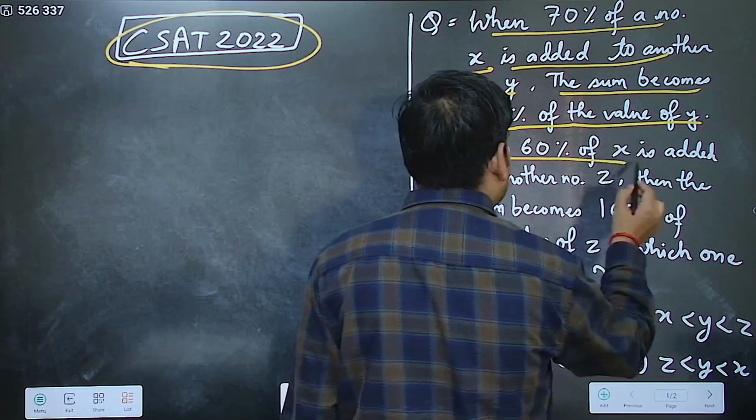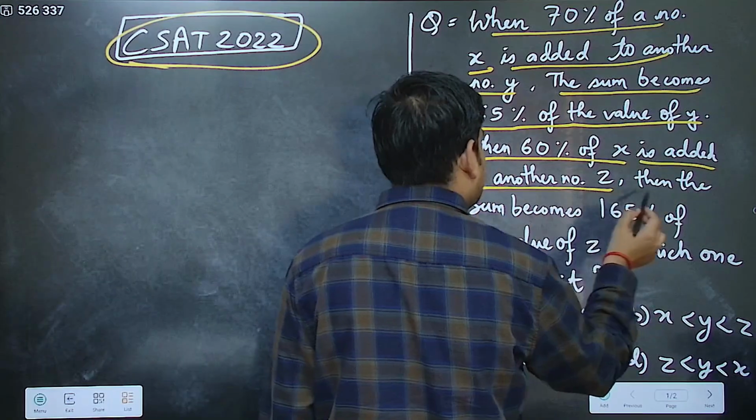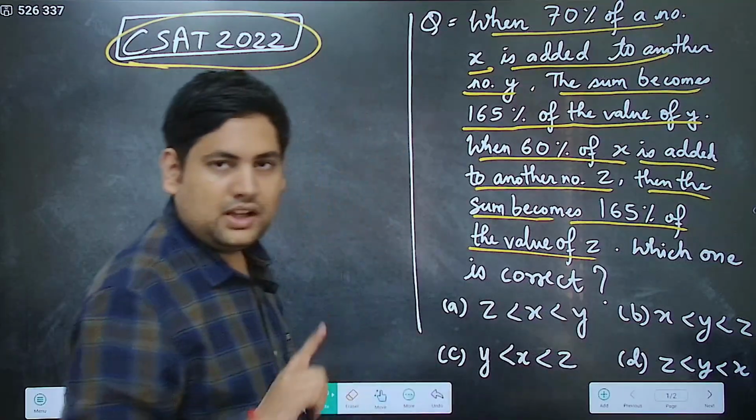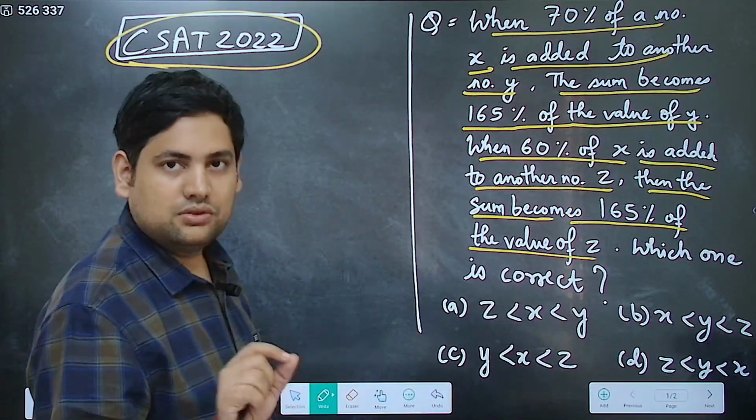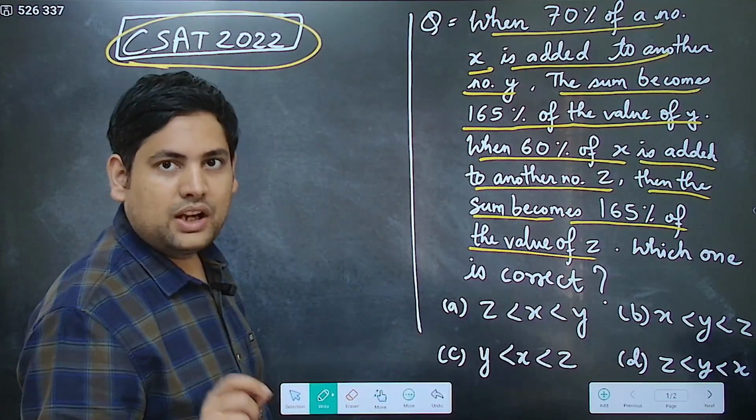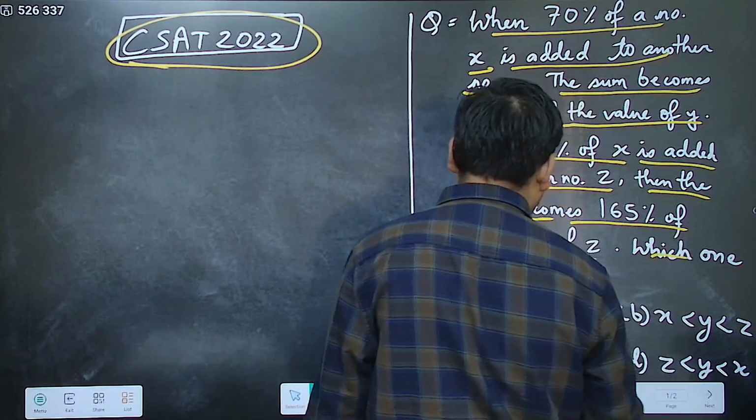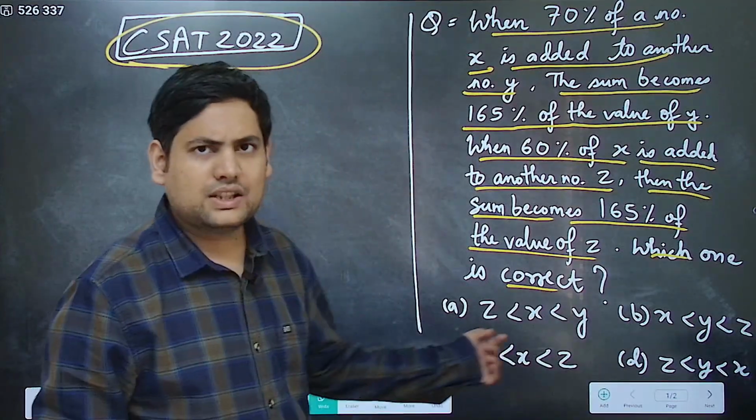When 60% of x is added to another number z, then the sum becomes 165% of z. When 60% of x is added to z, what you get? You get 165% of z. Then which of the following is correct? You need to tell the relation between x, y and z.